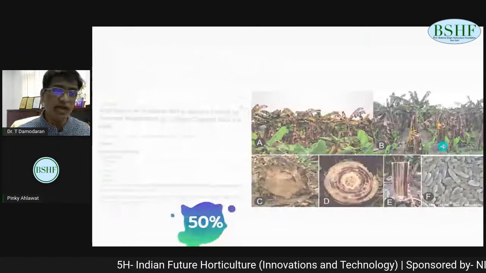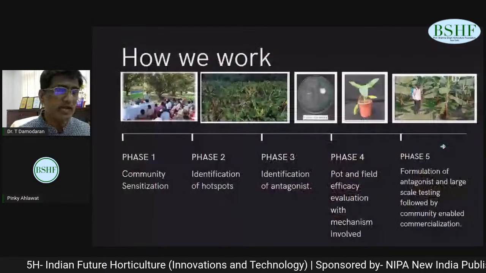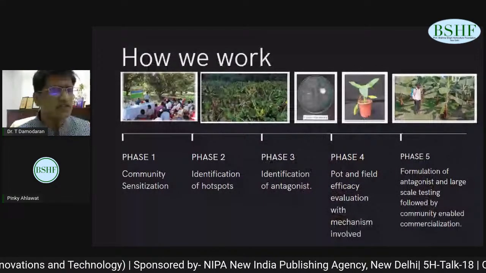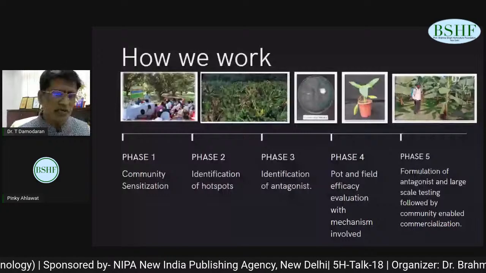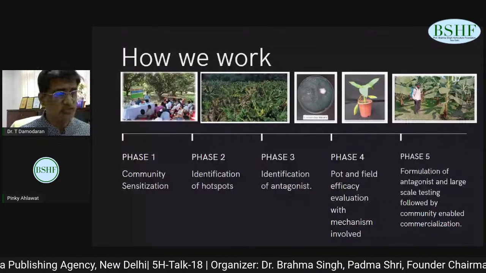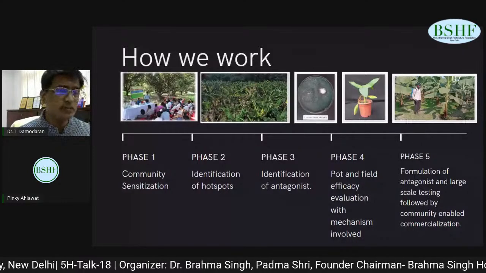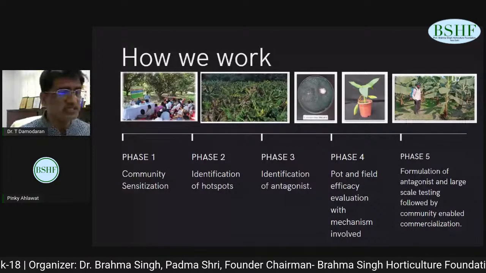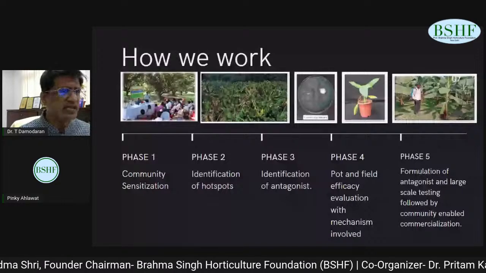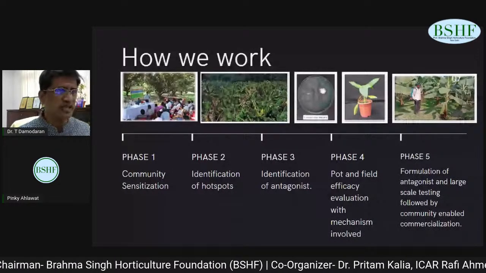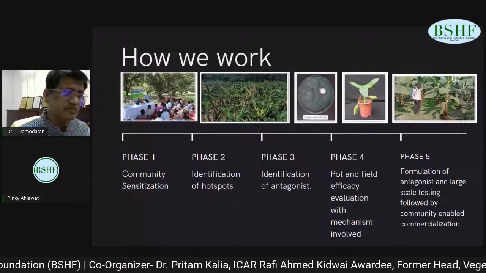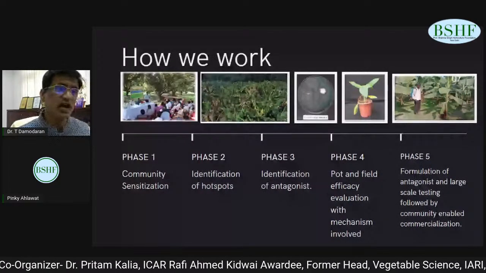So how do we plan our work? Because it was spreading like anything, and by that time most of the districts were affected, and we came to know that the disease is spreading like anything. So the first thing is our way of approach, that is community sensitization, because once the pathogen comes, it remains for 30 to 40 years in the soil, and it is highly transmissible by soil and water. And in Indian conditions, we can see where flooding type of irrigation is followed in this part of the subtropical zone, how the spread will be.